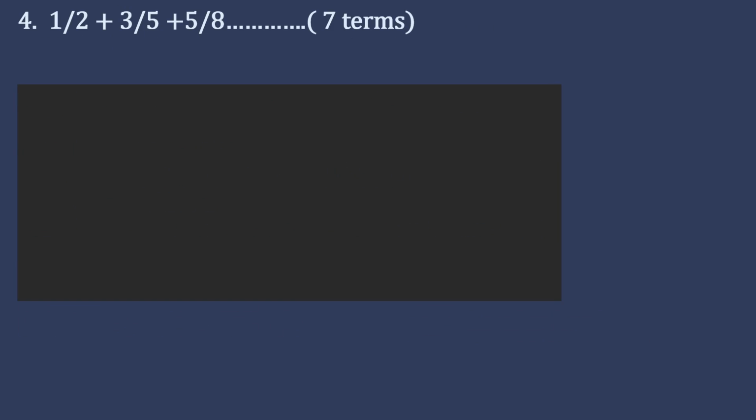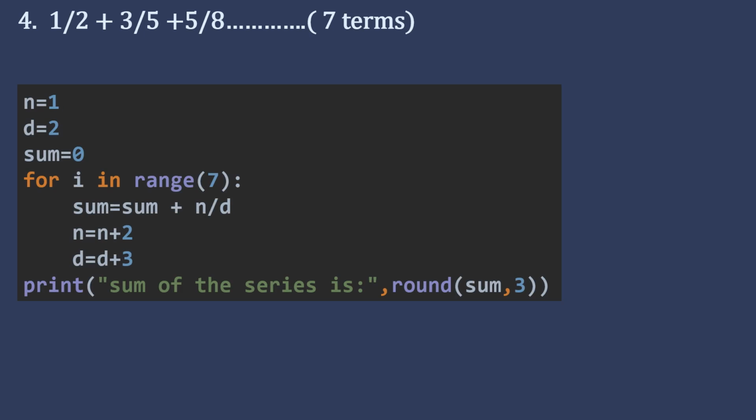Now we will find out the sum of another series, that is 1 by 2 plus 3 by 5 plus 5 by 8, like this, let's say up to 7 terms. So here you can just notice the pattern. In the first fraction, numerator value is 1 and denominator value is 2. In the second fraction, numerator is 3 and denominator is 5. In the third fraction, numerator is 5 and denominator is 8. So you can see here numerators are increasing by 2 and the denominators are increasing by 3. So this is the pattern actually.